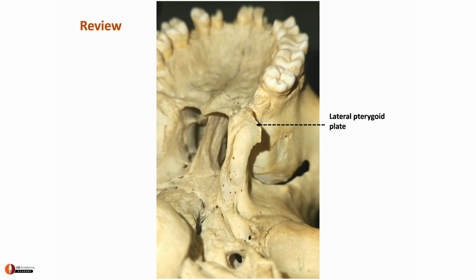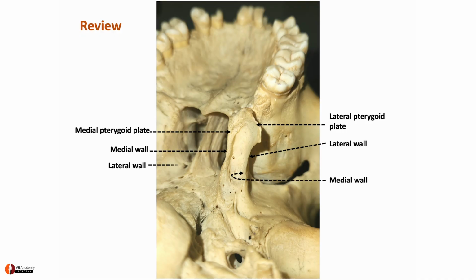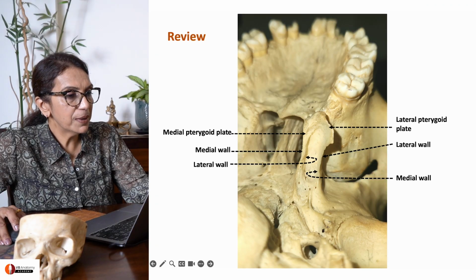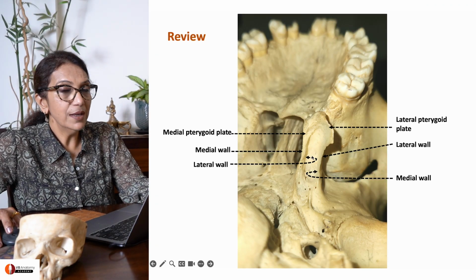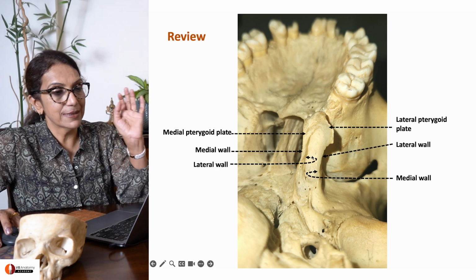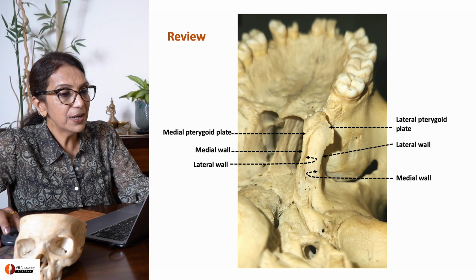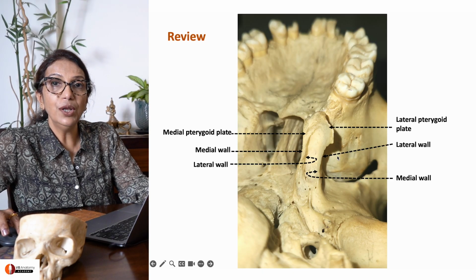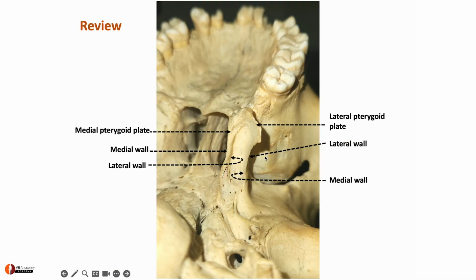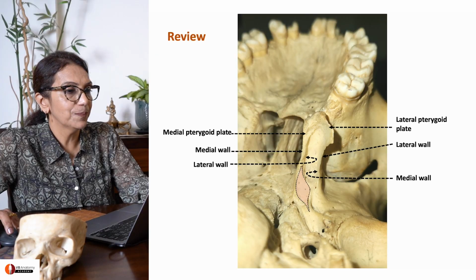The lateral pterygoid plate, lateral wall, medial wall. Medial pterygoid plate, medial wall, lateral wall. What do you want to remember about medial wall? Lateral wall of pharynx. Lateral wall, tensor veli palatini muscle. Lateral pterygoid plate, medial wall, medial pterygoid muscle. Lateral wall, lateral pterygoid muscle. And here is your scaphoid fossa, which also gives attachment to tensor veli palatini muscle.